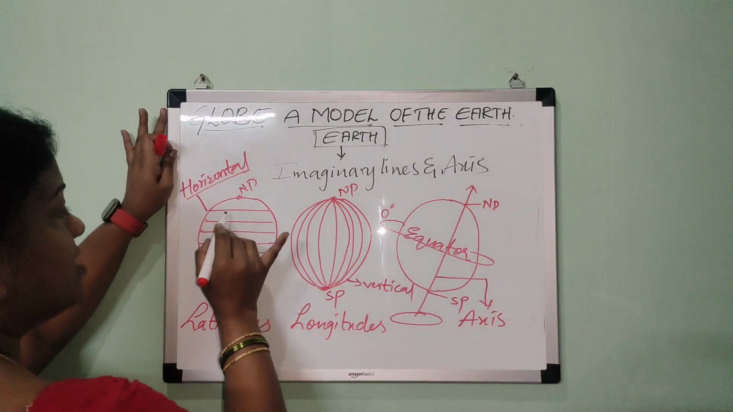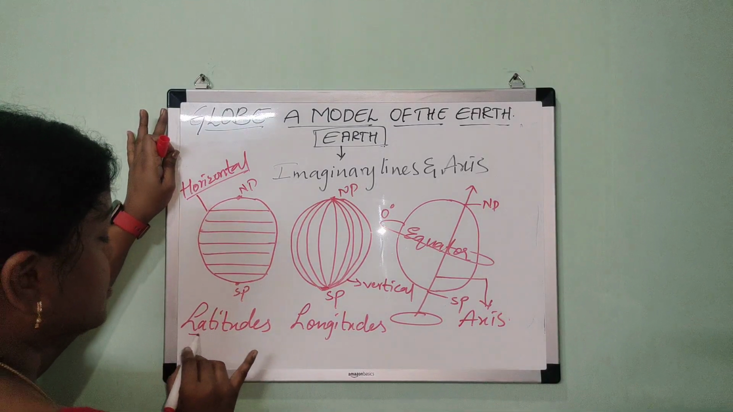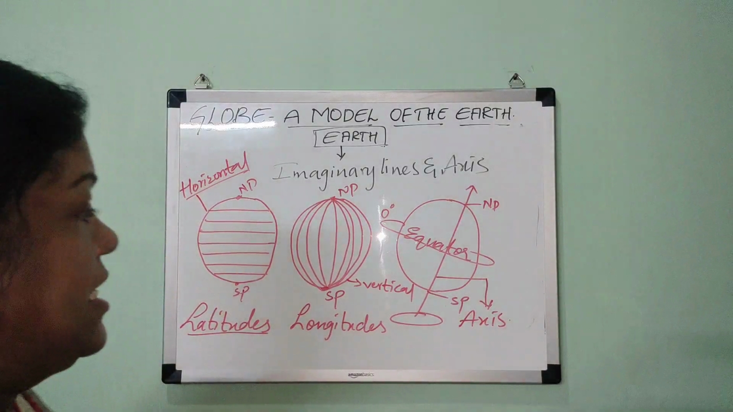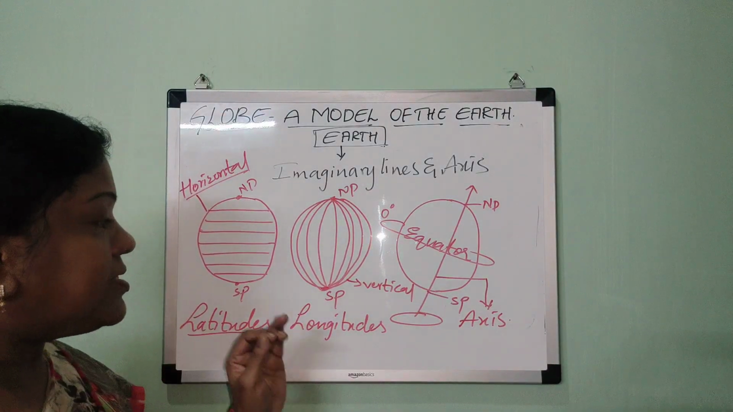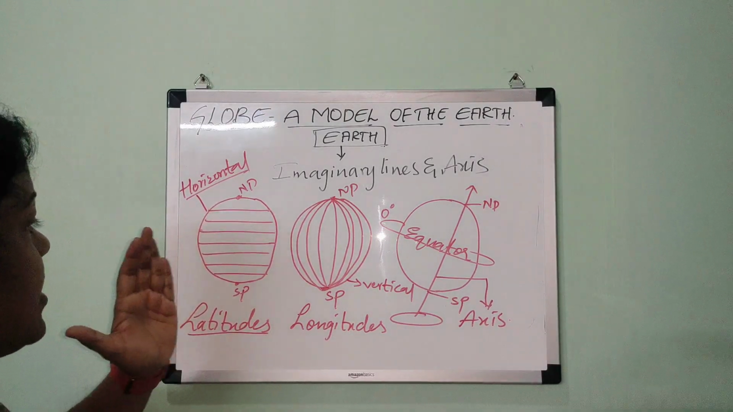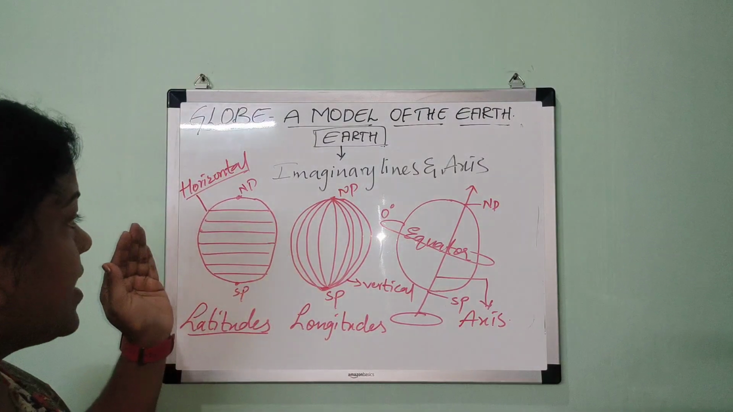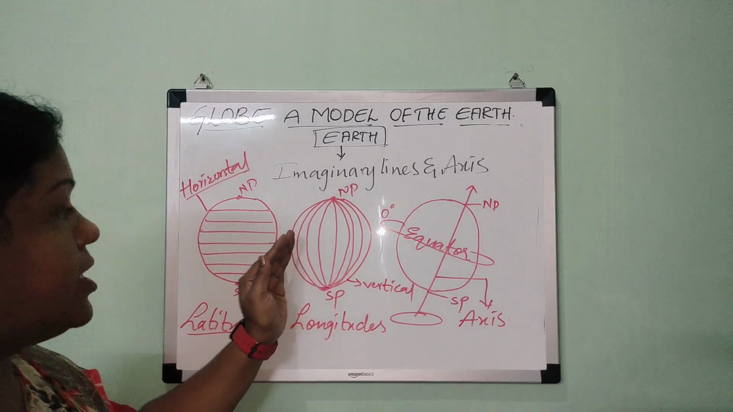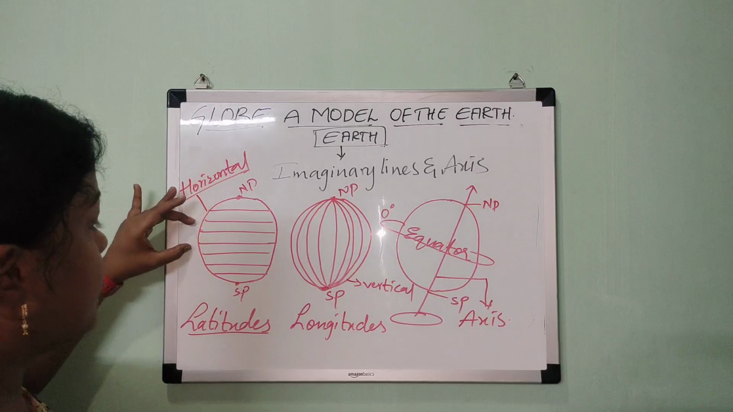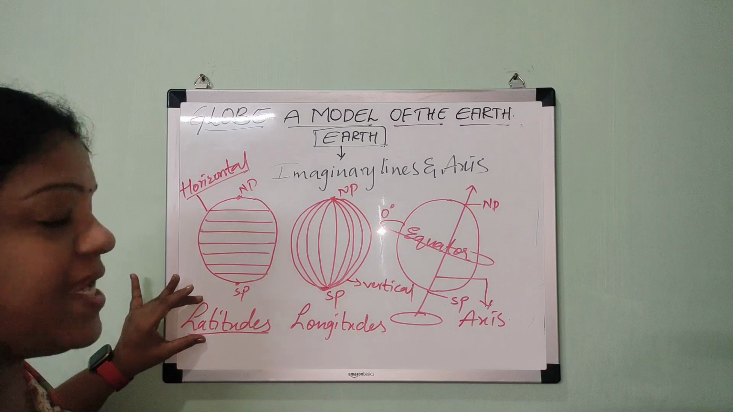So these lines are not only called horizontal but also latitudes. Madam, how do we define latitudes? Latitudes are the imaginary lines which are drawn from the west direction to the east direction. The lines which are drawn horizontally from west to east can be defined as latitudes.